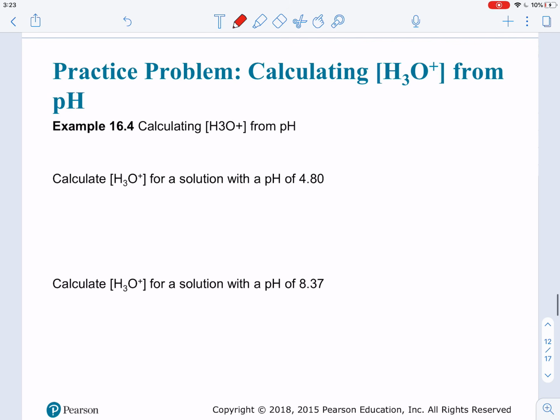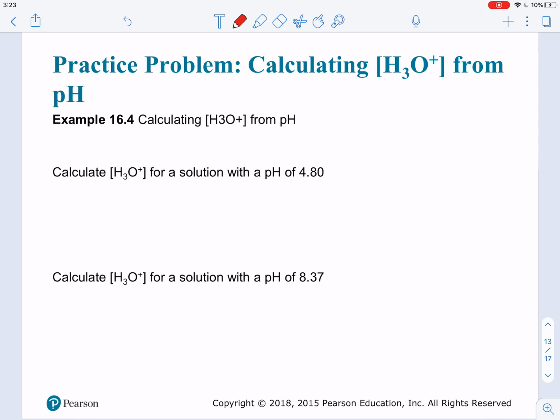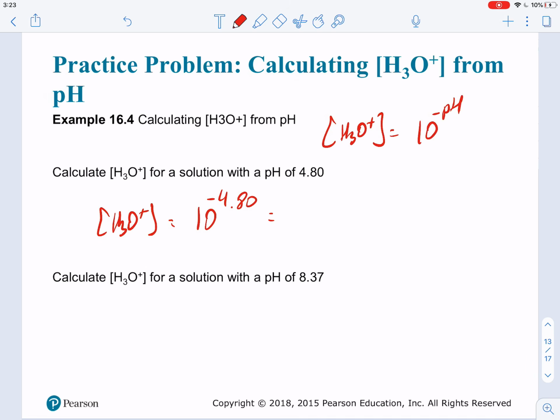Now if we want to go the other way around, in which we want to calculate the concentrations from pH, then it's actually probably a little simpler. It's just about how good you are with your calculator to enter these numbers. In the first case, since the concentration of H3O+ is equal to 10 to the minus pH, then in this case the concentration of H3O+ is equal to 10 to the minus 4.80, and this is equal to 1.58 × 10^-5.